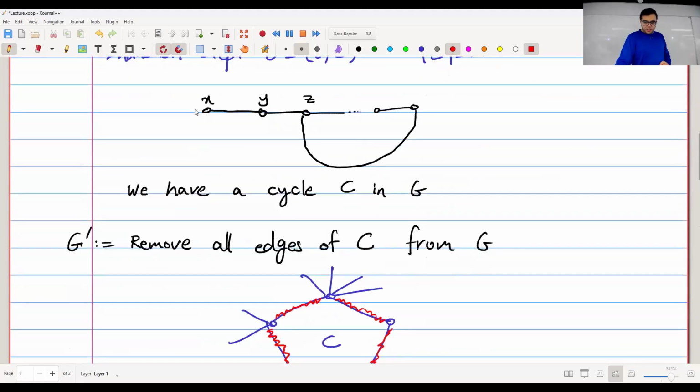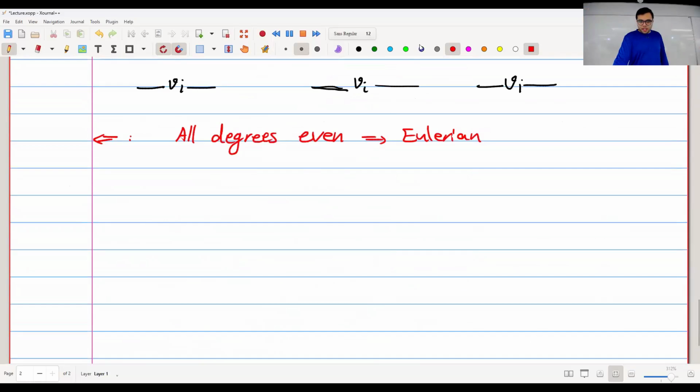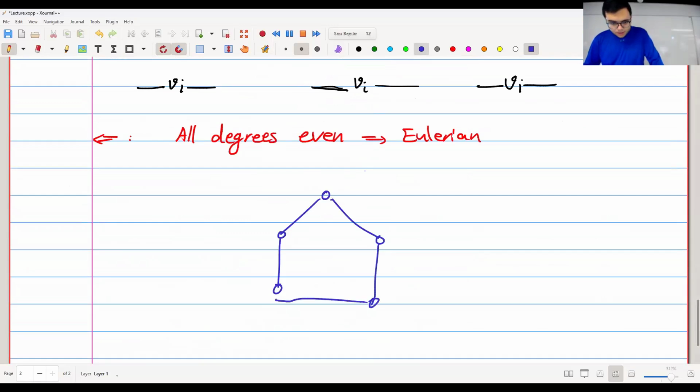And especially the way the decomposition worked was that I found one cycle, I removed it, and then I said I can decompose the rest of the graph, right? So let's see what happens if I do something similar here. So I find a cycle. Let's call this cycle C. Okay, this is my cycle C. And then I remove this cycle. When I remove this cycle, we've already seen that all the degrees remain even.